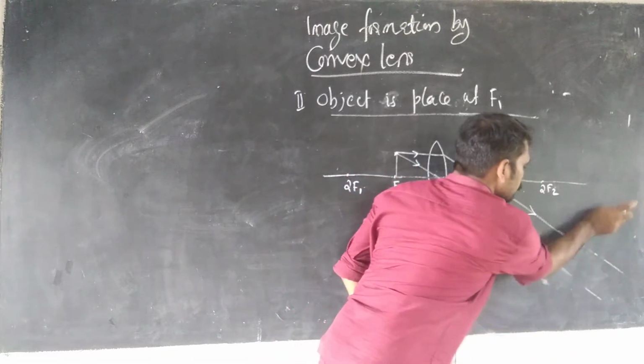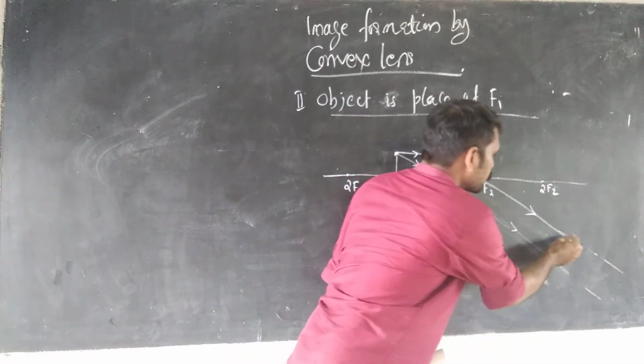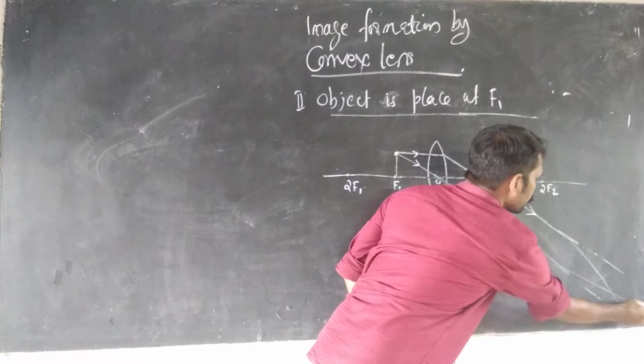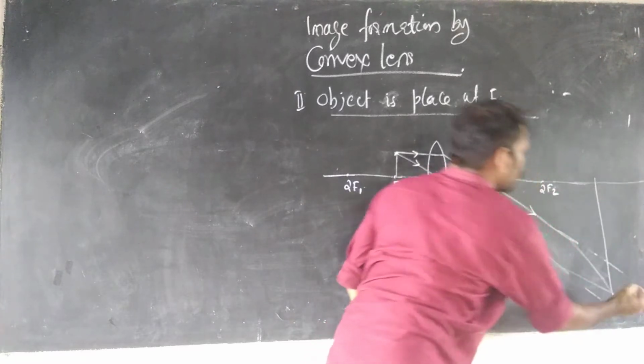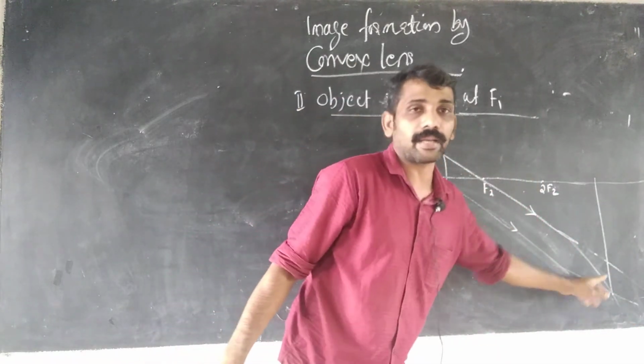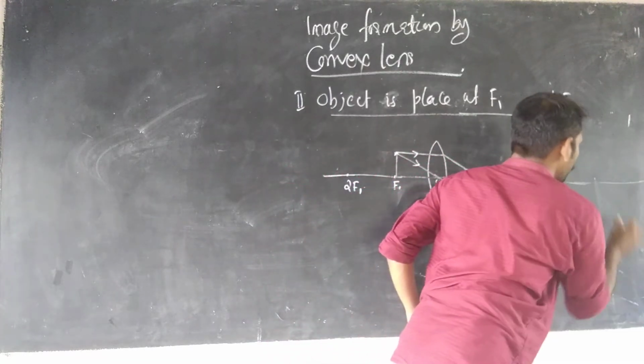Infinity. Or suppose this place is infinity. So they will intersect at infinity. Then the image will be highly enlarged.